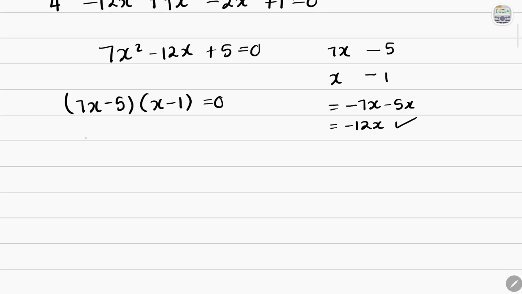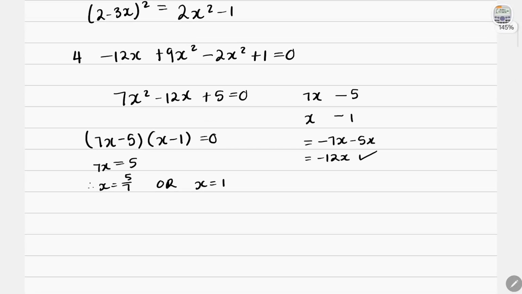And to solve for x, we're going to say 7x minus 5 equals 0. If you transpose that, it is positive 5. And then x is equal to, divide both sides of the equation by 7, so it's 5 over 7. Or here, x is simply equal to 1. And there we go with solve for x.